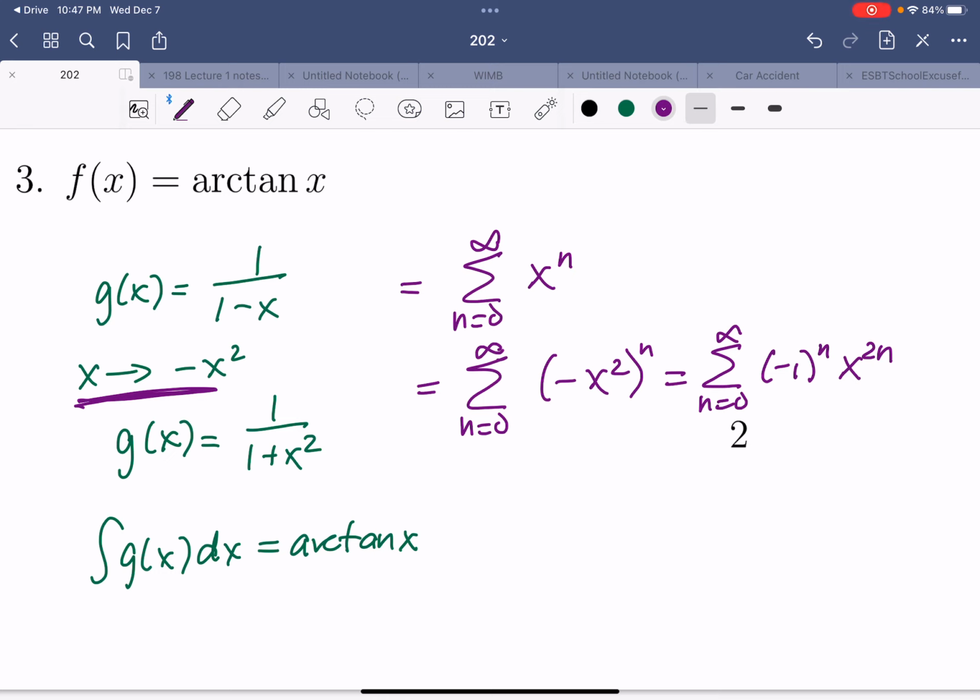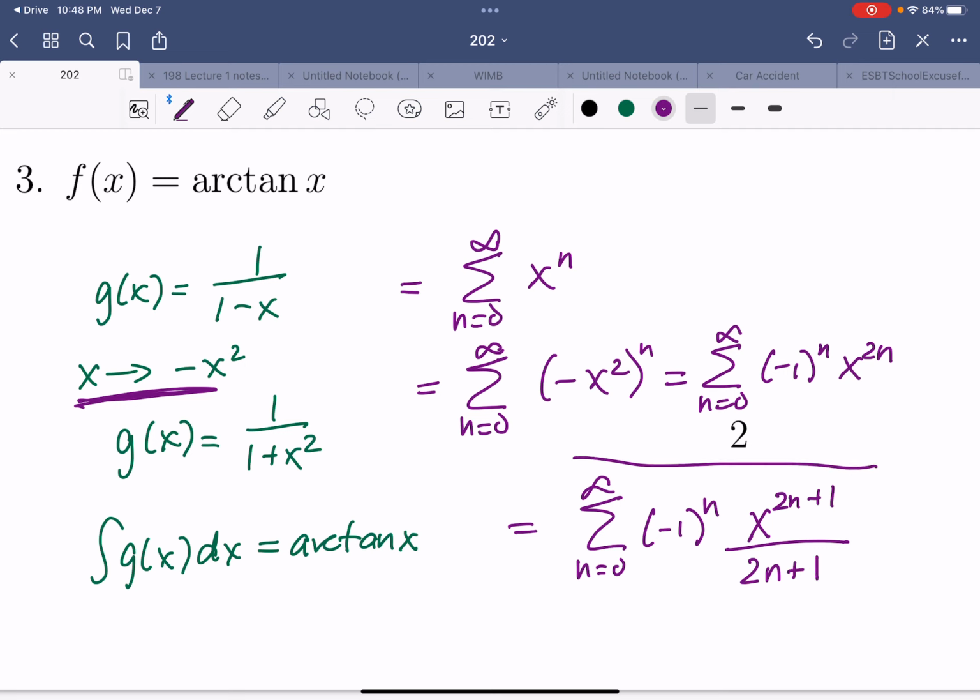Now we want the integral of that. The negative 1 to the n doesn't change anything. That's just a coefficient in front, so I'm going to let that go. And then I'm going to take the antiderivative of my x to the 2n. So I'm going to make it x to the 2n plus 1 all over that new exponent, which is 2n plus 1. And that represents the arctangent of x.